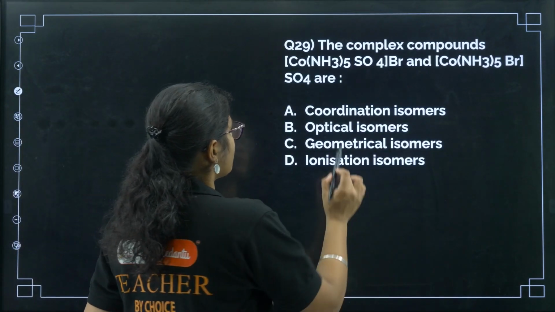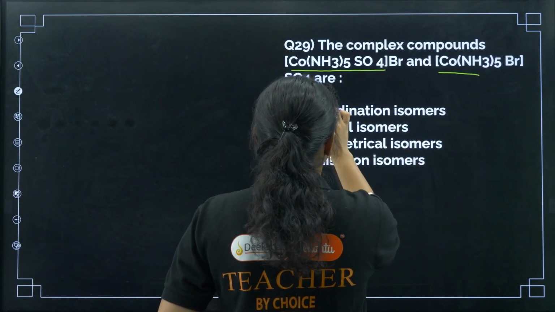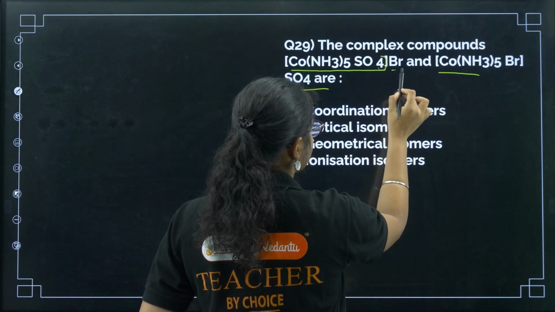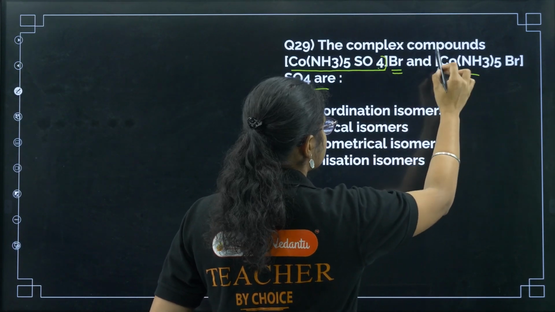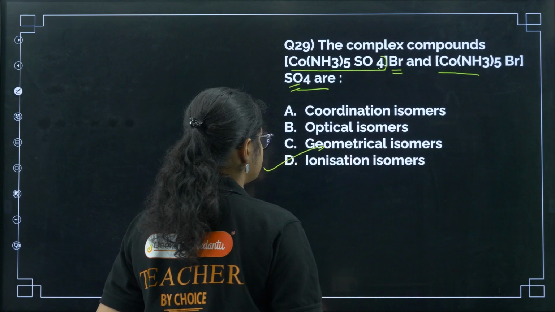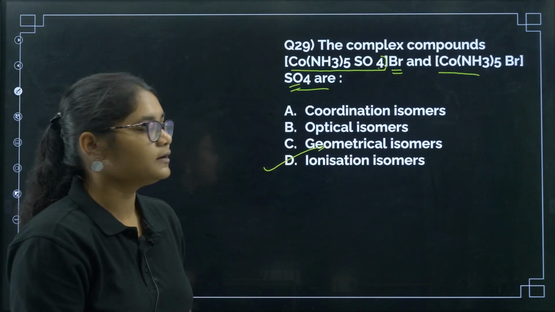Okay, next, two complexes are given to you. So you can see if you dissolve this one in water, we'll get this ion and bromide. If we dissolve this one, then we'll get this ion and SO4, right? So these are your ionization isomers. The correct answer is option number D.